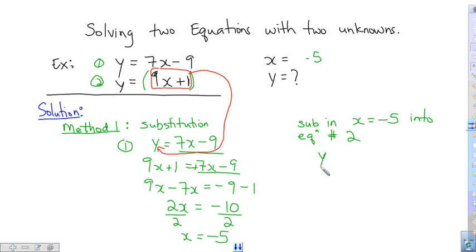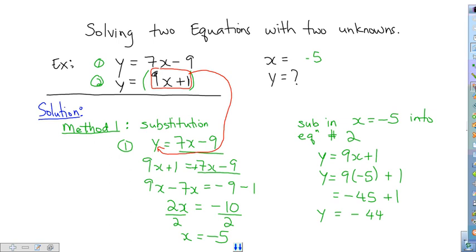So I get y equals 9x plus 1. That's equation number 2. Now I'm going to sub in for x. So y equals 9 times negative 5 plus 1, which gives me negative 45 plus 1, which is negative 44, and that's y. Okay, so I have that solution, and so I can erase the question mark here, and now I have negative 44. So this is my solution to the problem. And this is how we solve using the substitution method.